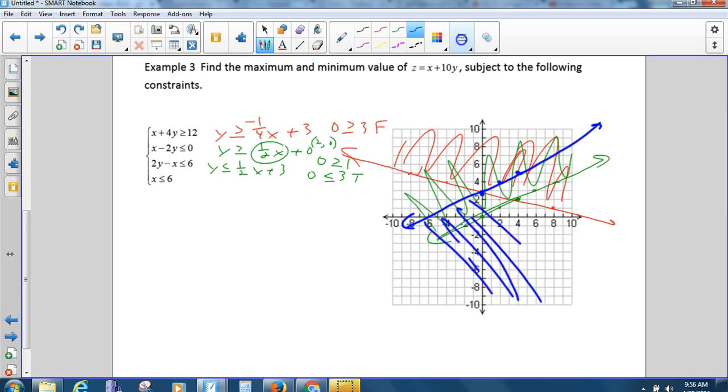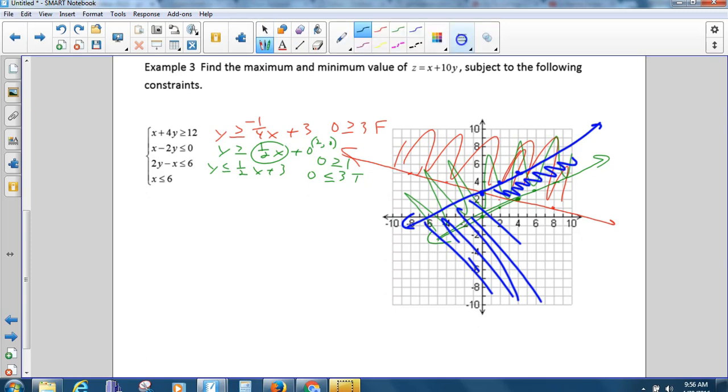Now none of this really matters because I know I have to be above red and above green. So really, I can see that it's going to be somewhere in this area right here, because that's where the red and green is. So I kind of start cleaning up my shading to make it easier on myself.